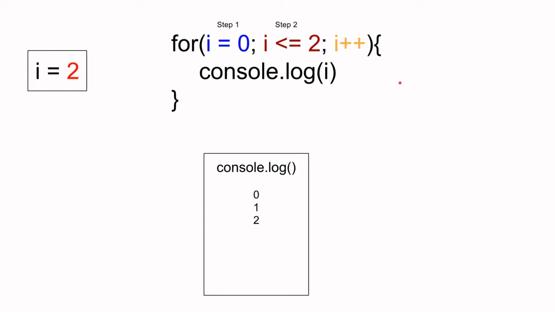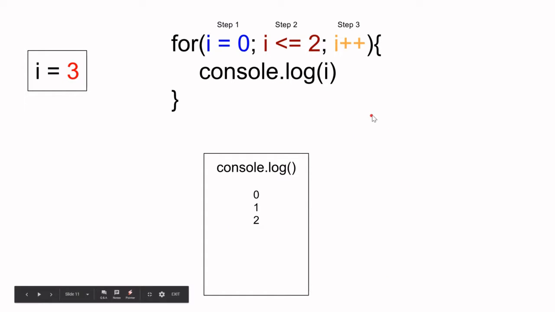Moving back to step 2, just checking the condition. Don't forget step 1 is just the initialization. Is I less than or equal to 2? Yep, I is 2, so it's equal to it. So console.log it, and that would display 2. I'm going to go ahead to step 3 and increment it by 1.